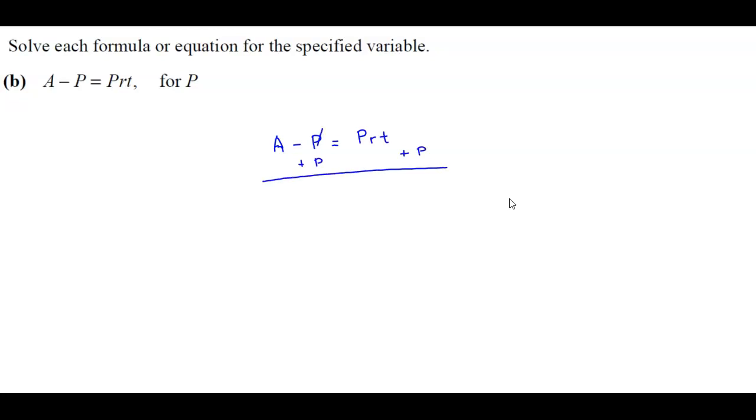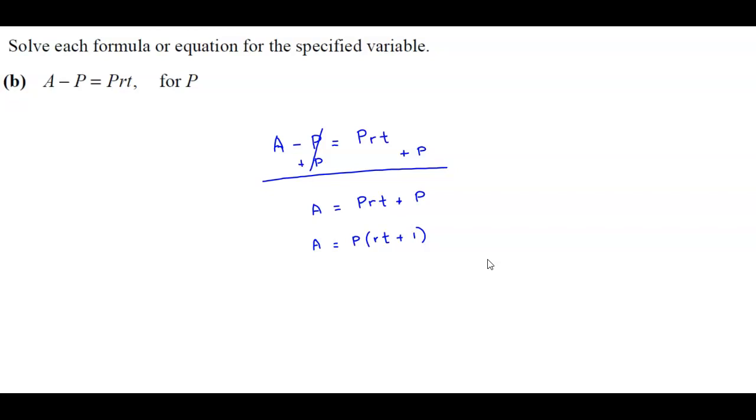Okay, so by doing that, we eliminate it on the left side, and what's left is a, and that's going to equal p times r times t plus p. Okay, now again, our goal is to isolate p, but you can see that we have two terms on the right side of the equation that contain the letter p. So what we want to do is factor out p. So we have p times (rt plus 1), because p times rt is going to give you prt, and p times 1 is going to give you p. So you can see what's happening there.